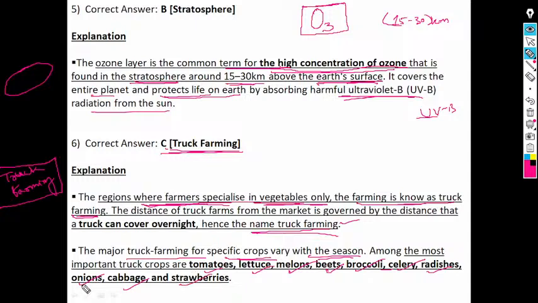So West Bengal is famous for these kinds of specific crops, which would take place in truck farming, particularly for overnight transport. Mostly West Bengal grows vegetables, and citrus types of fruits also. Fruits and vegetables are mostly grown over there.